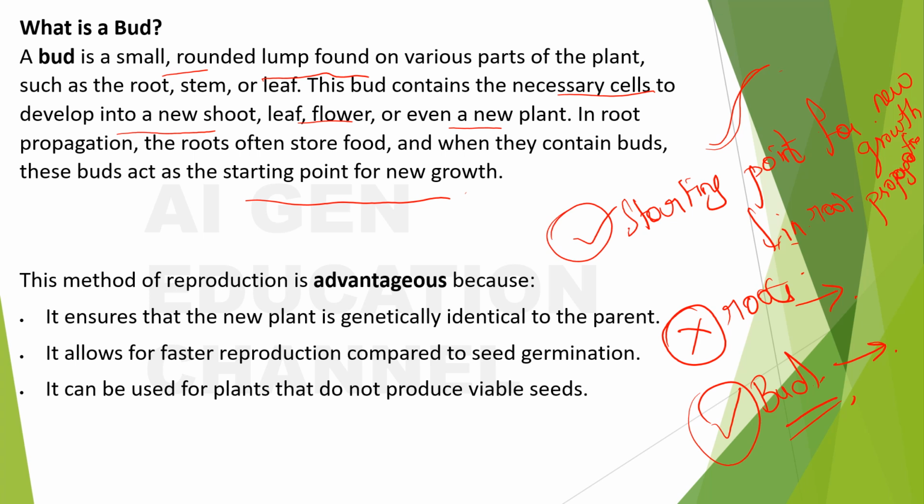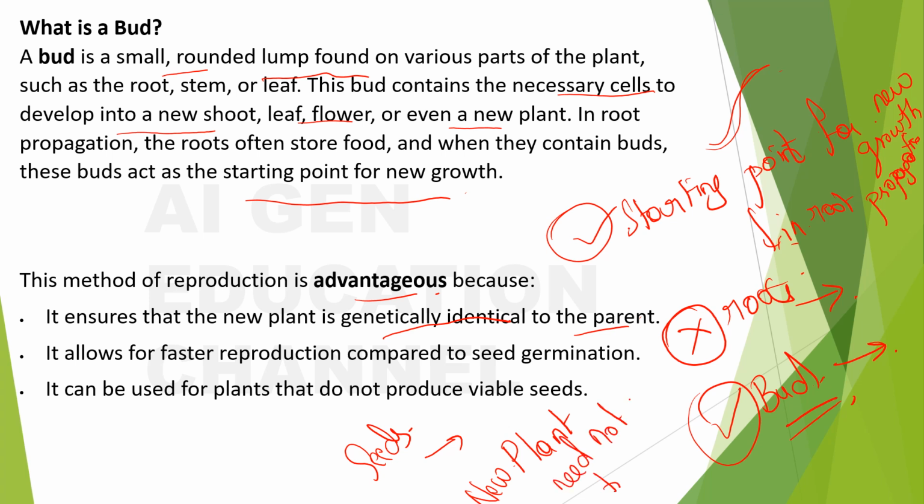Okay, this method of reproduction is advantageous. So for everything you should always think in terms of advantages and disadvantages. So we shall see what are the advantages of using this root propagation. It ensures that the new plant is genetically identical to the parent. Okay, so for the seeds, the new plant need not be similar to the older plant, the parent plant.